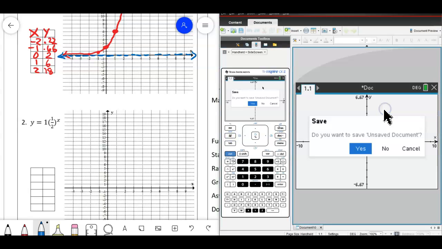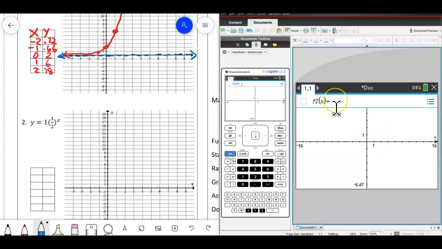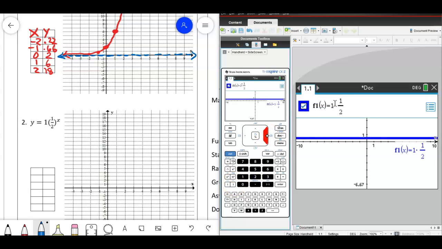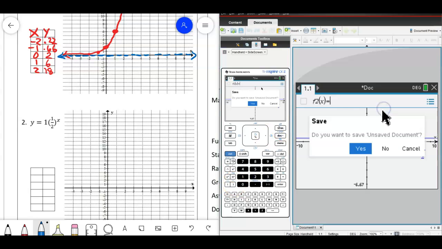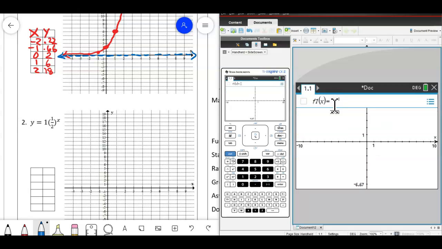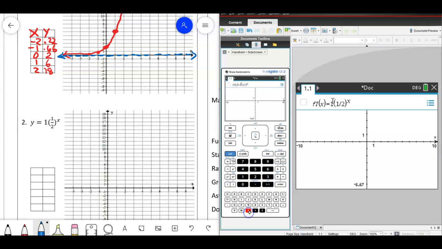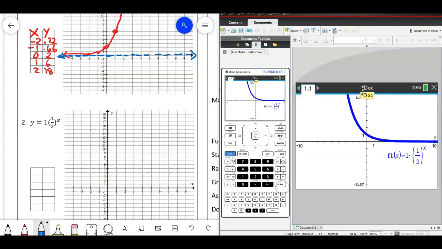Okay, let me do that all over again. Okay, third time's the charm, hopefully. 1, parentheses, 1 divided by 2, parentheses, caret x. Enter. Okay, you can see it's exponential decay. We're going to press menu 7-1.